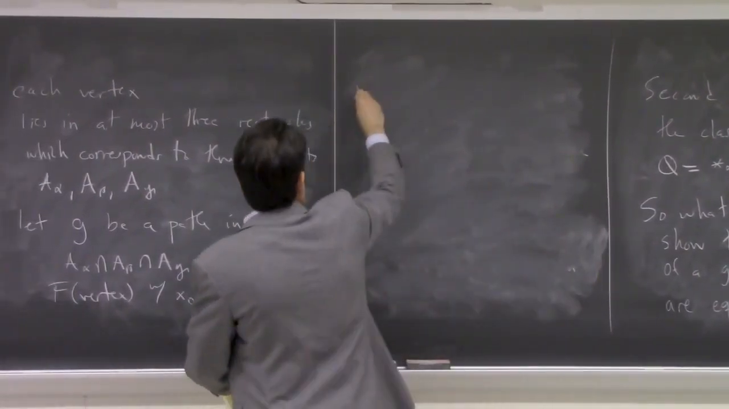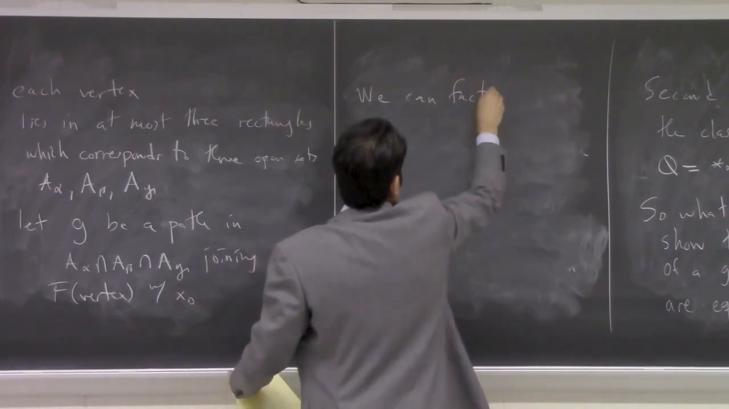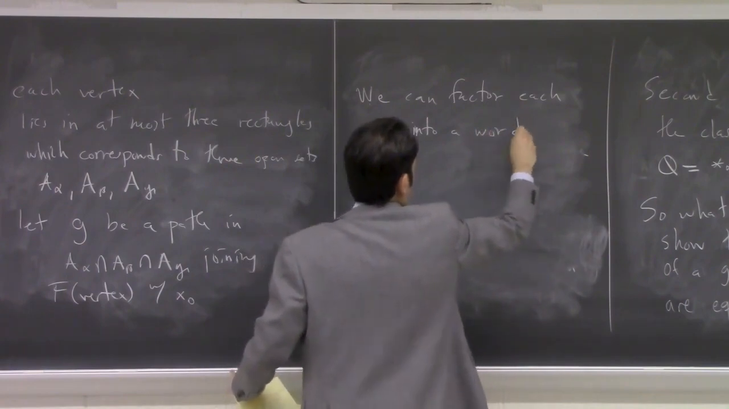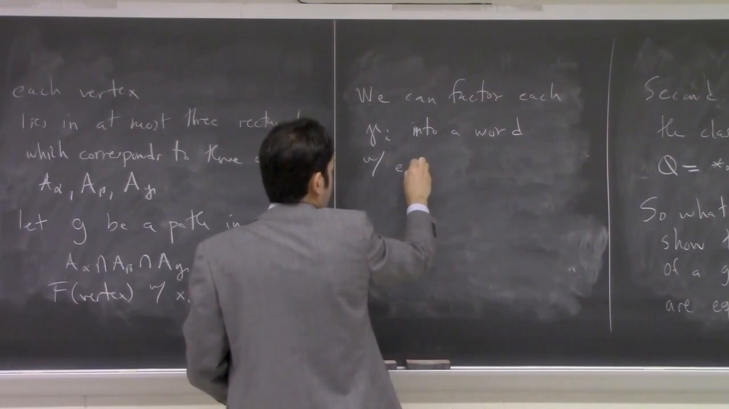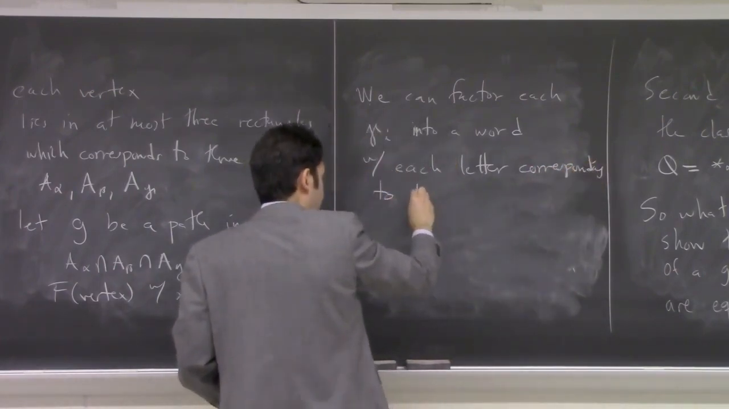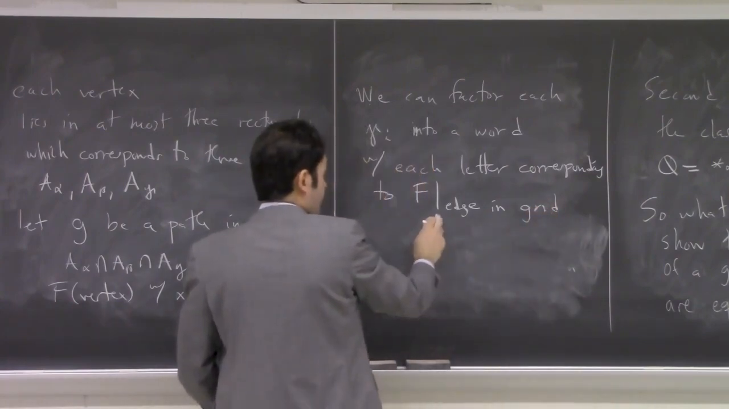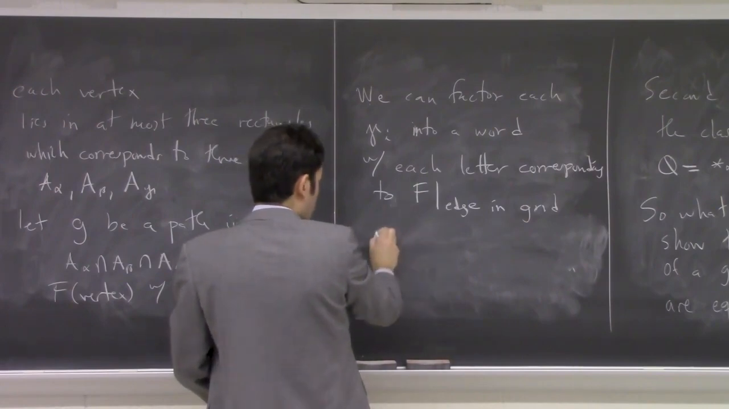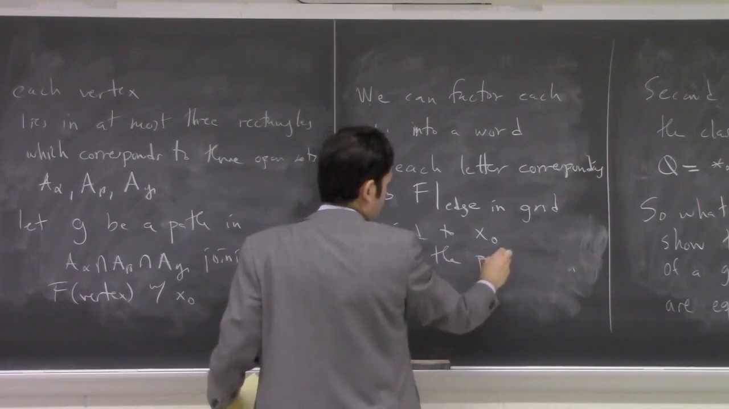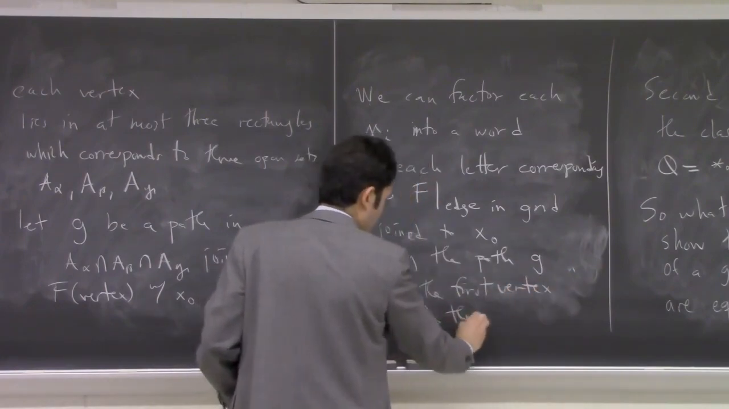Okay, so we can factor each gamma i into a word with each letter corresponding to f restricted to an edge in the grid, with each letter corresponding to this, joined to x naught using the path G for the first vertex and the second vertex.